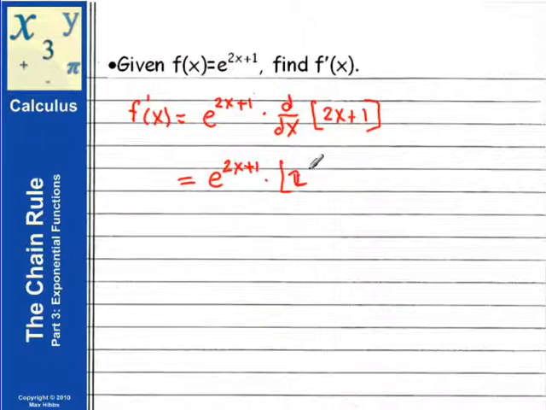2. But of course, we'll usually write this factor 2 in front, so we'll write this as 2 times e to the power 2x plus 1. And that would be our final answer.